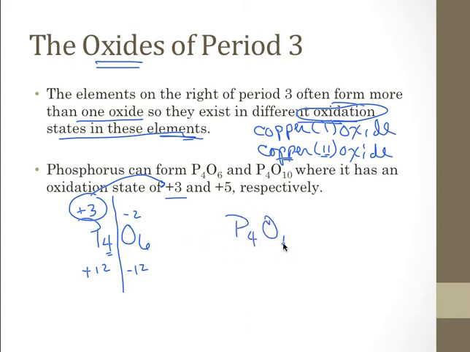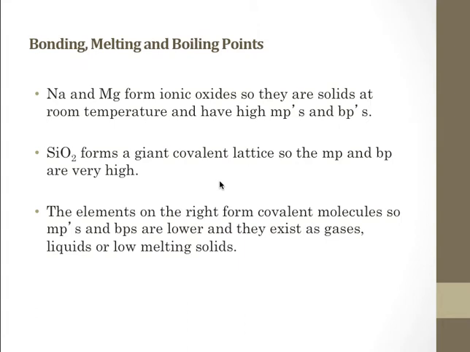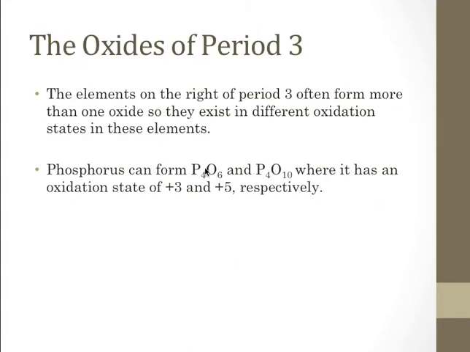Similarly, looking at P4O10, each oxygen is a negative 2. I have 10 of them, so this is a negative 20 on the negative half. You can view it that way. This is then plus 20. 4 of these, this is my plus 5 oxidation state. Going off a little on a tangent, but you do need to know that phosphorus and oxygen can bond to form P4O6 or P4O10.